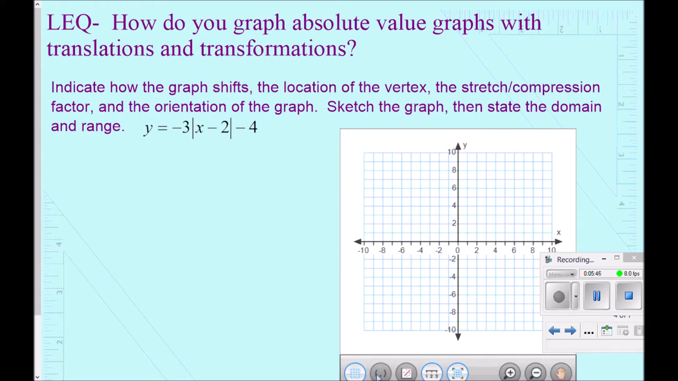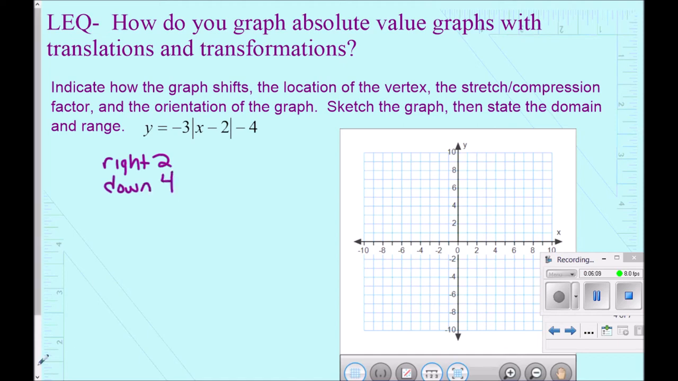Now, you don't need to put all these directions down in your notes, but we are going to state each one of these things it asks for. So it asks for the shifts first. Looking at the equation, we see x minus 2. We know that means right 2. We see minus 4 in the end, which we know means down 4.